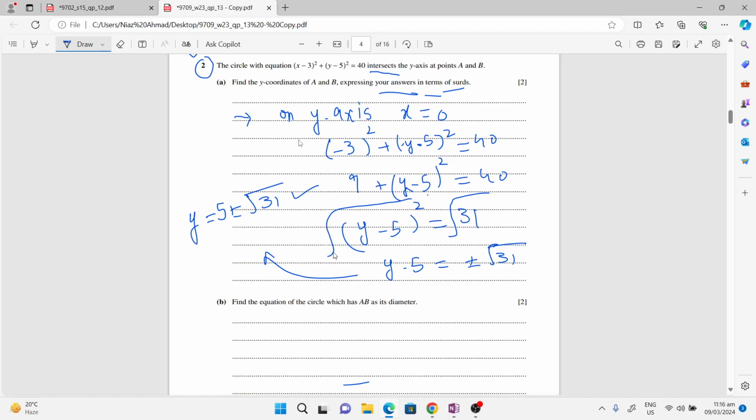Then I take the square root on both sides. On the left, the square cancels the root, so y minus 5 equals plus or minus the square root of 31. So y equals, take your 5 to this side, so it becomes positive: 5 plus or minus the square root of 31. Is it okay?